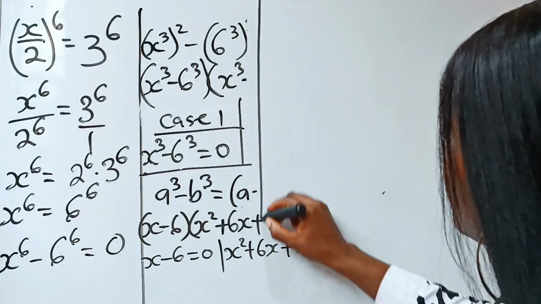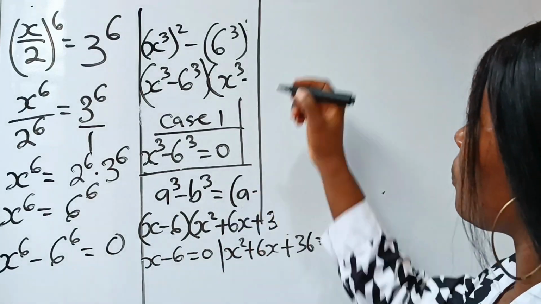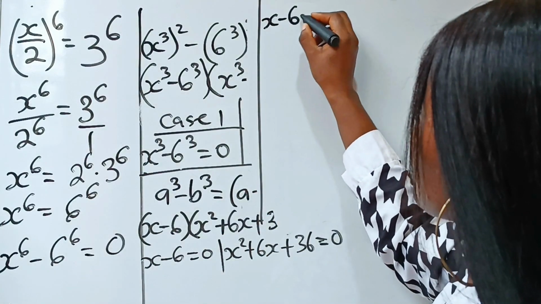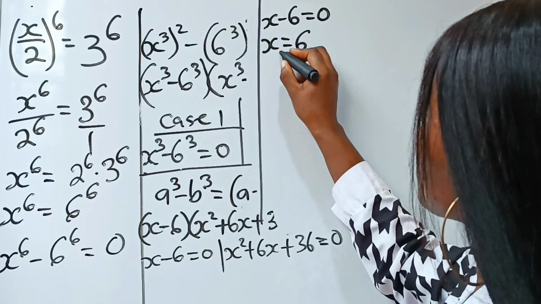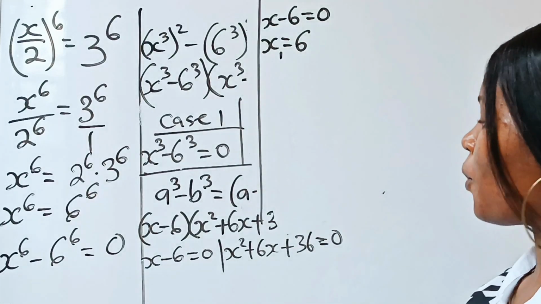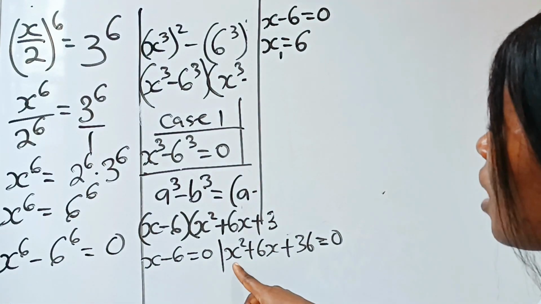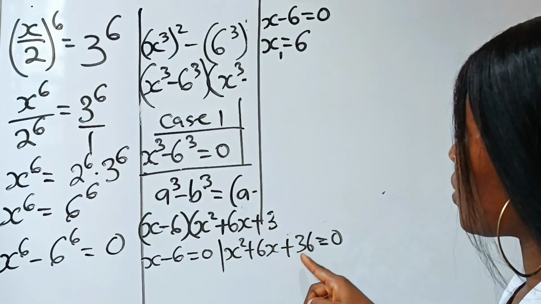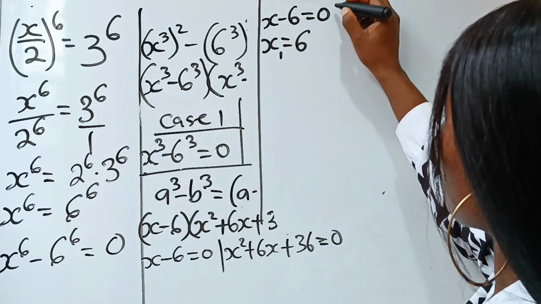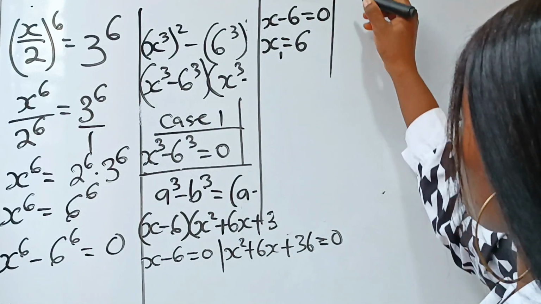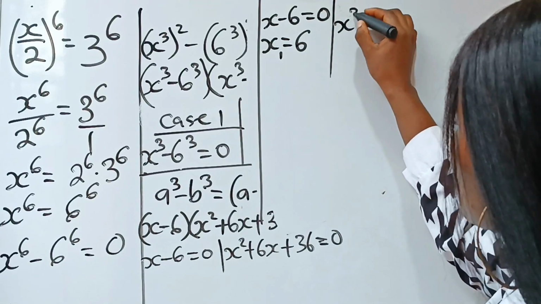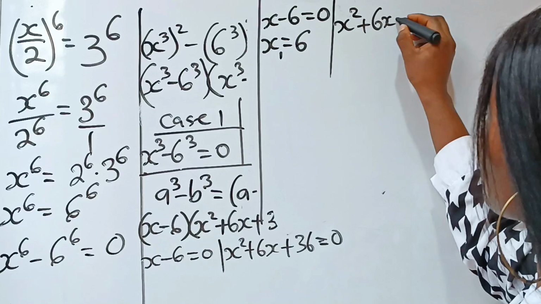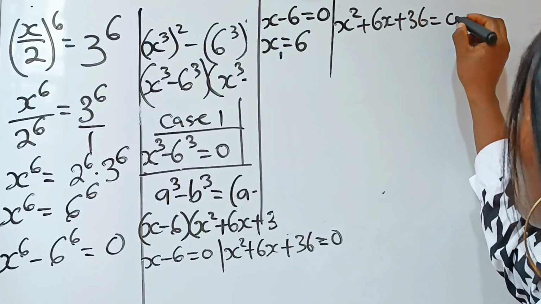All right, so this is what we have now, that x minus 6 is equal to 0. So from here we can see that x is equal to 6. All right, now this is the first value of our x. Now we also have x squared plus 6x plus 36 is equal to 0, right? So for this one, x squared plus 6x plus 36 is equal to 0.